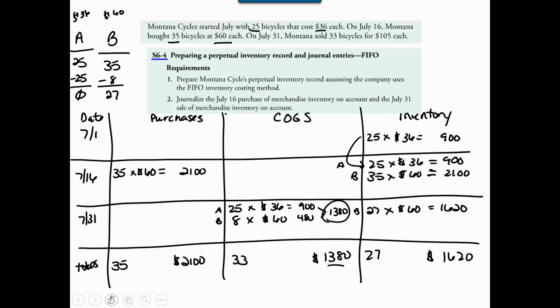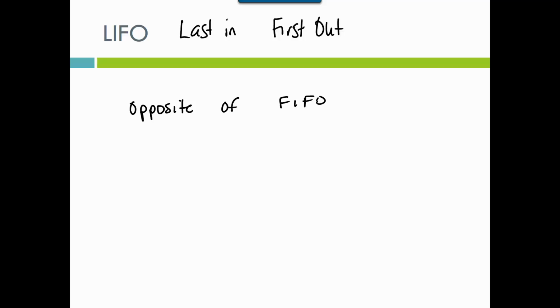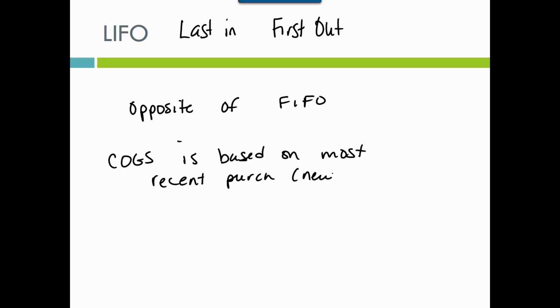Okay, now picking up with LIFO. LIFO again is last in, first out, which means that this is the exact opposite of FIFO, and that our cost of goods sold number is based on our most recent purchases or our newest things, and then our ending inventory number is based on the oldest items.